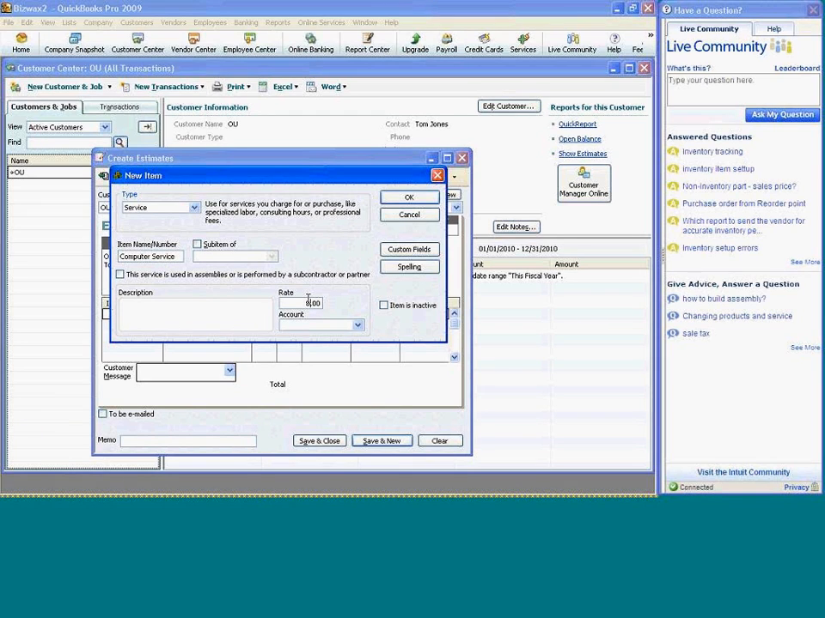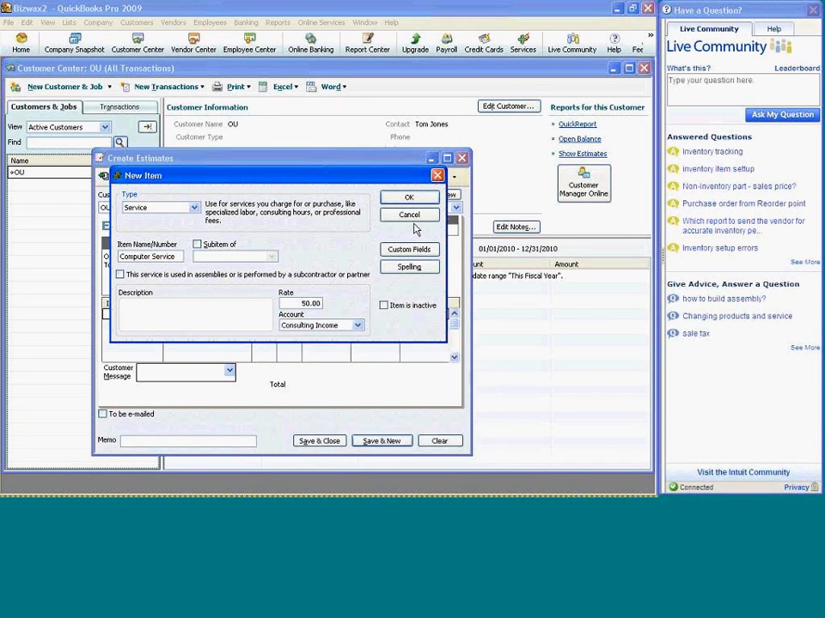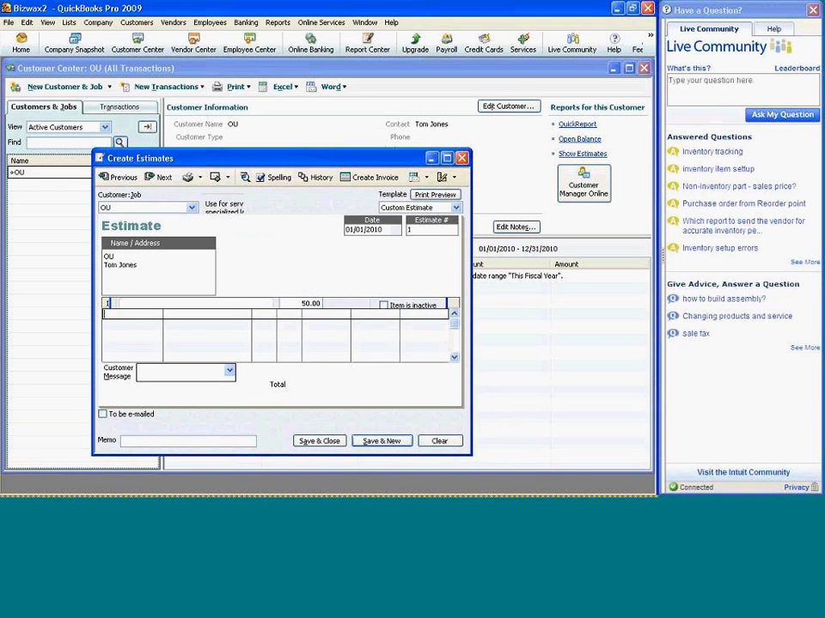And the rate is going to be like $50 an hour. And we have to have an account, and the account will be the consulting income. Okay, so that's an estimate that we have over here. The consulting, we'll make it a little bit bigger. So the total will be $500.